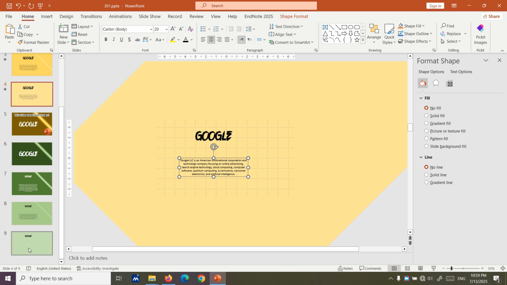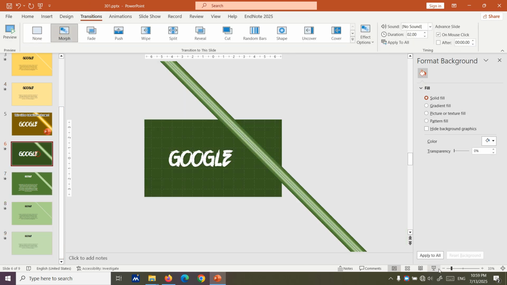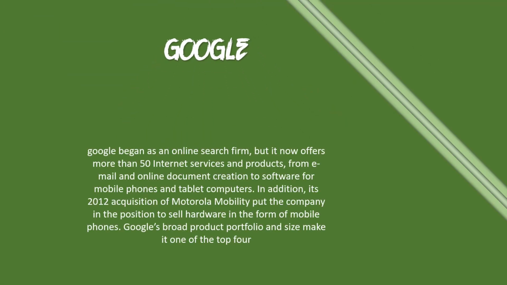and the last text and select all the slides, set the transition to morph. Now you see your slide is ready.